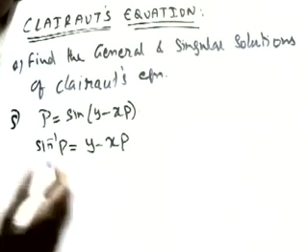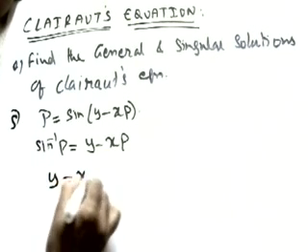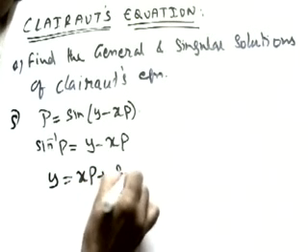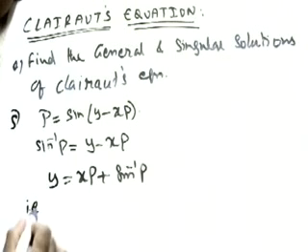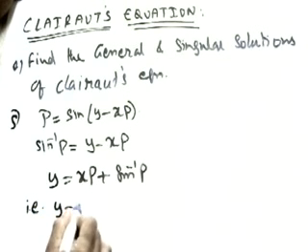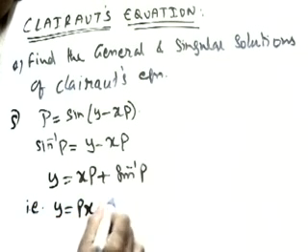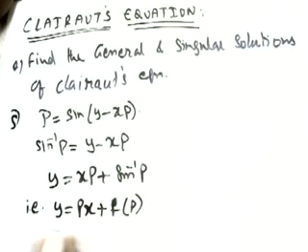Bring this minus xp on the other side. It will be plus xp. So y equals xp plus sine inverse p. Now it is of the form of Clairaut's, y equals px plus f of p. That is Clairaut's equation. Therefore, for the general solution, put p equals c.